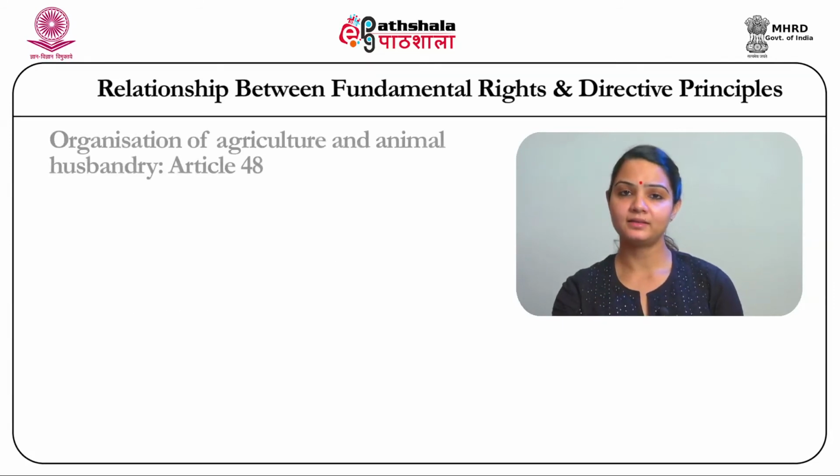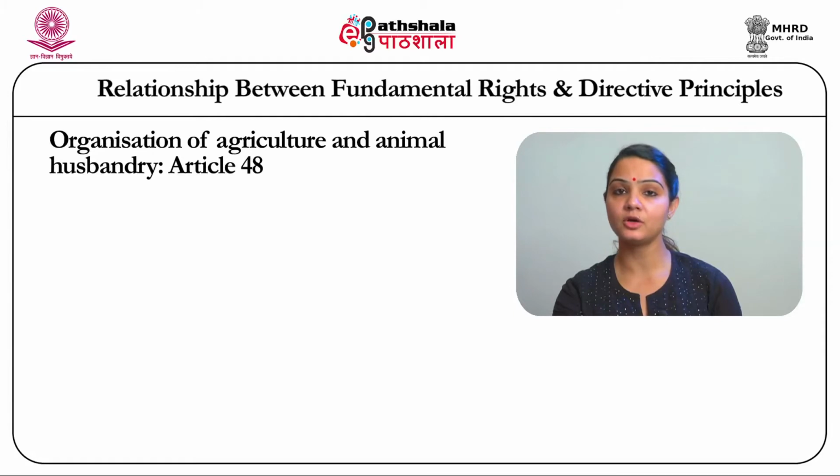The next article is Article 48, which talks about organization of animal husbandry and agriculture. It says that the state shall endeavour to organize agriculture and animal husbandry on modern and scientific lines and shall in particular take steps for preserving and improving the breeds and prohibiting the slaughter of cows and other milch and draught cattle.